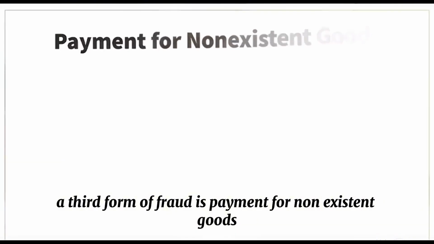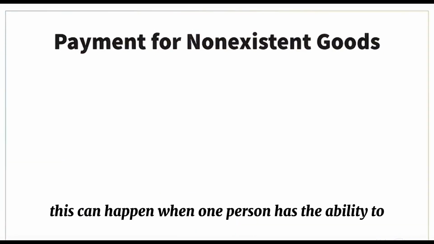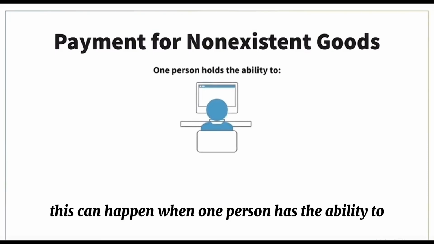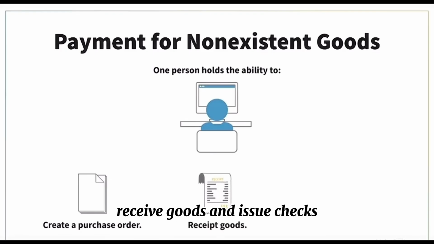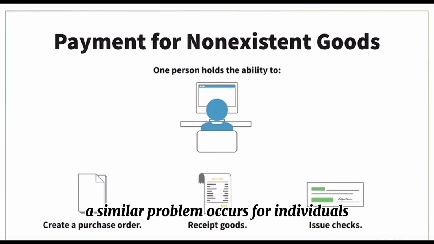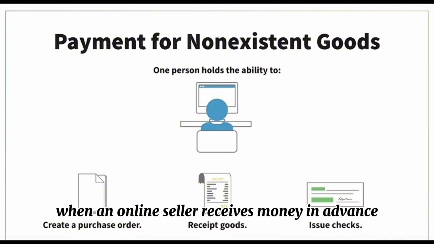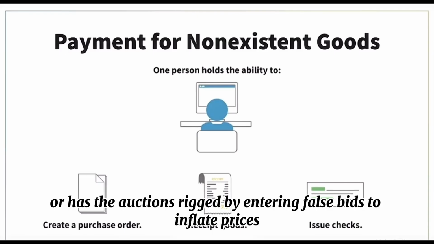A third form of fraud is payment for non-existent goods. This can happen when one person has the ability to raise a purchase order, receipt goods, and issue checks. A similar problem occurs for individuals when an online seller receives money in advance for non-existent goods, or has the auctions rigged by entering false bids to inflate prices.